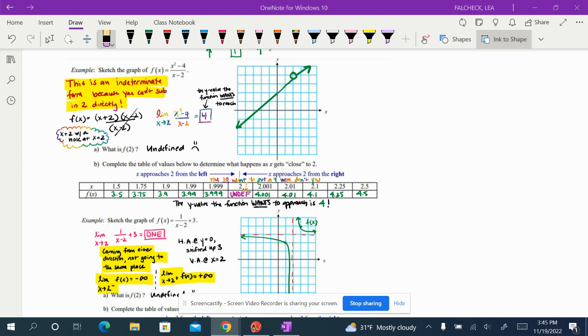Hey guys, so you should have completed these problems and gotten two graphs that look something like this. So let's examine the first graph. We have the graph f of x equals x squared minus 4 all over x minus 2.